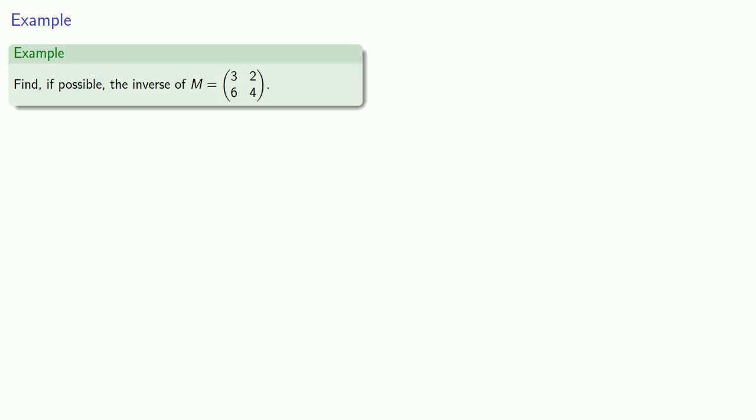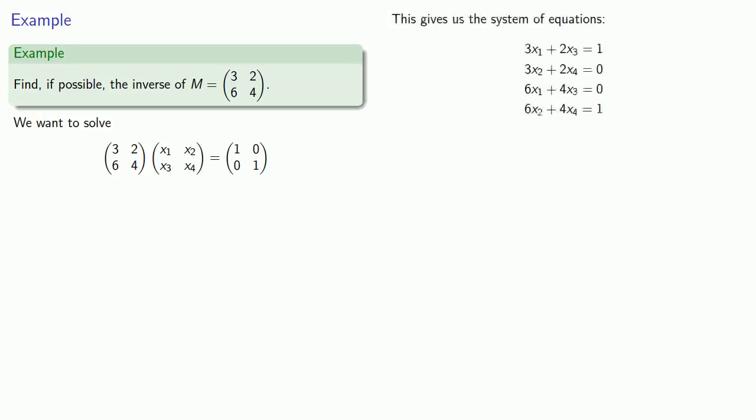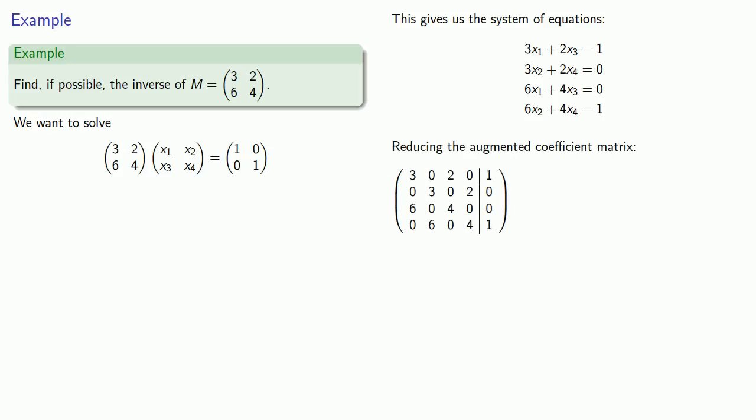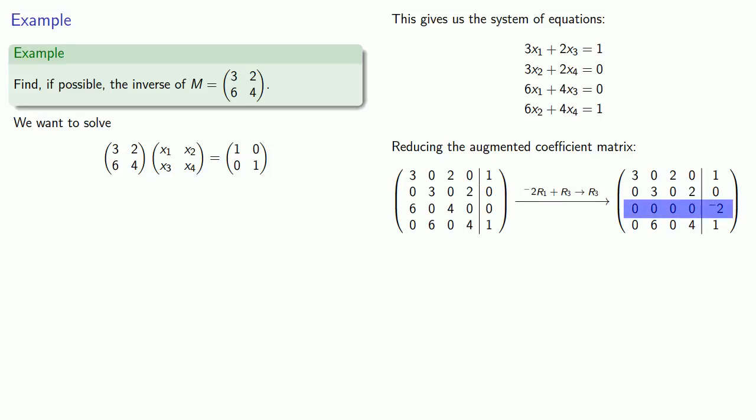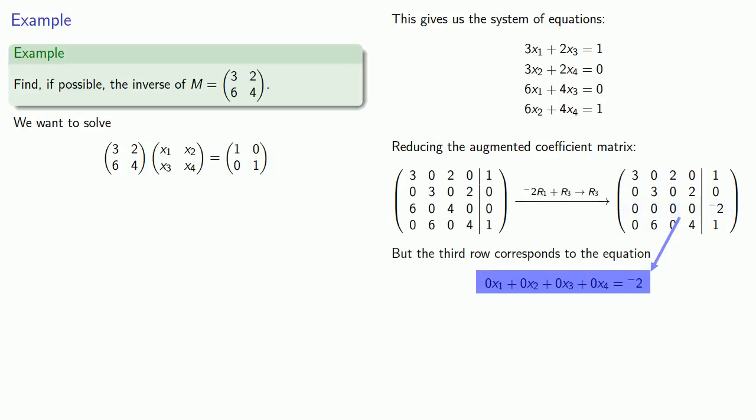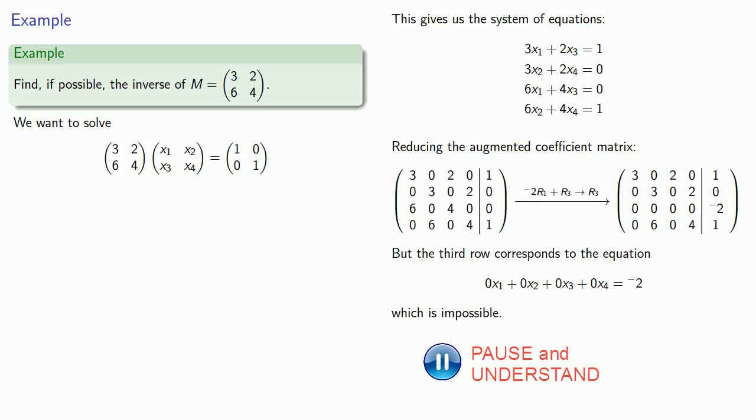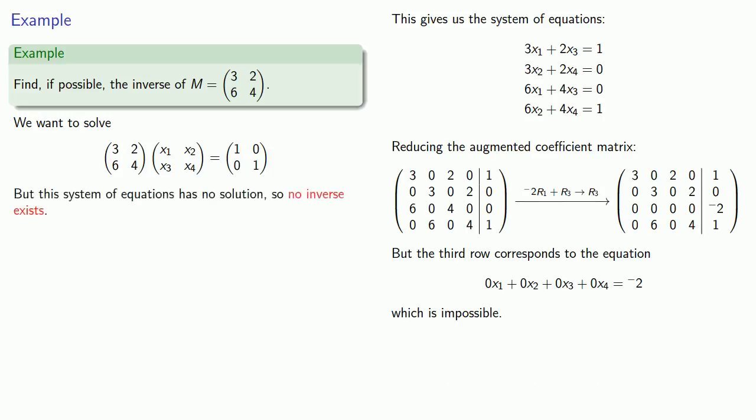Well, that was fun. Let's do another one. So let's try to find the inverse if possible. And with the same sort of analysis, we must be dealing with a 2 by 2 matrix, and our matrix multiplication gives us a system of equations, and we can find our augmented coefficient matrix, and we can reduce the augmented coefficient matrix. And we have a problem because if we look at this third row, it corresponds to the equation 0x1 plus 0x2 plus 0x3 plus 0x4 equals negative 2, but that's impossible. Since our system of equations has no solution, no inverse exists.